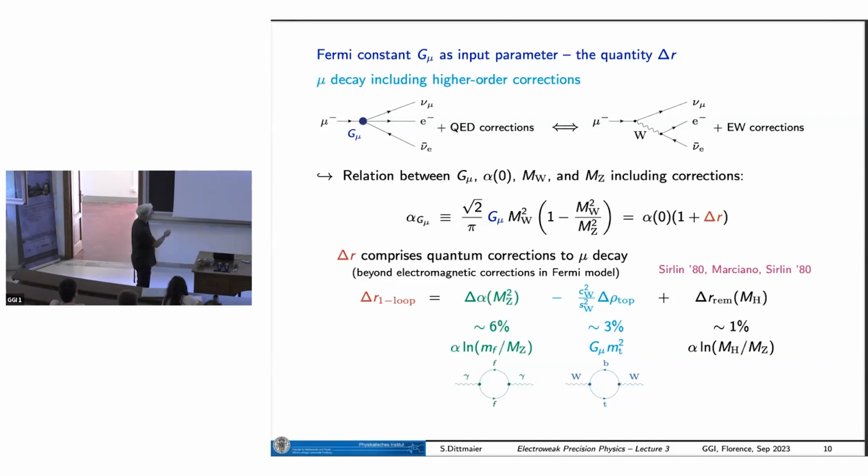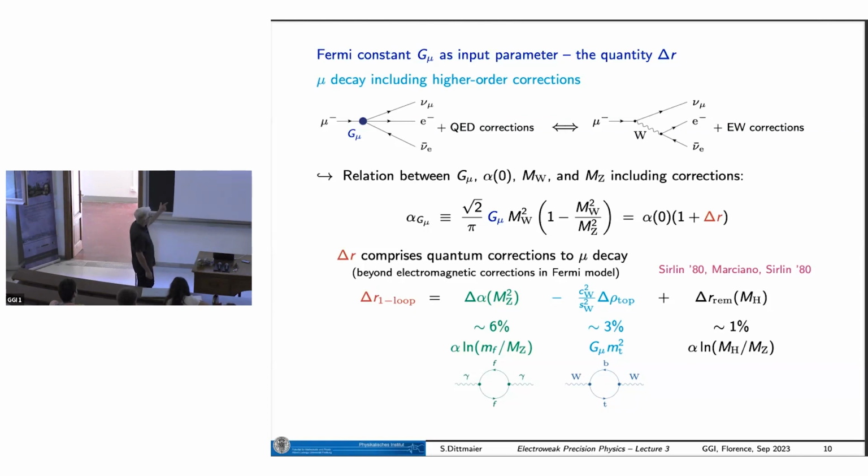And this delta R, if you do the math, you see it has at one loop a piece that goes with our delta alpha that I've introduced, with the delta rho and the rest. And the hierarchy of corrections is, as I said, 6% for delta alpha, 3% for the delta rho, and the rest, which is just at the percent level and has a little bit of Higgs mass dependence in there.